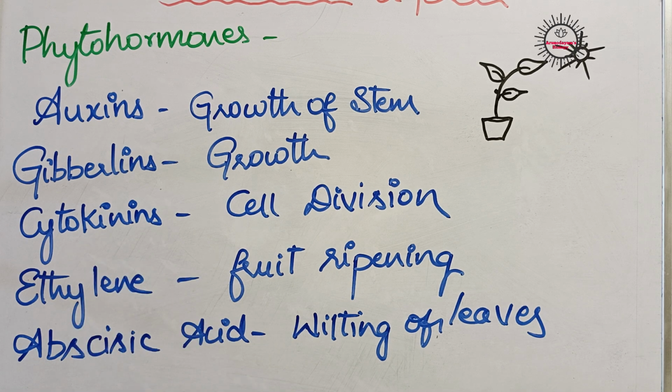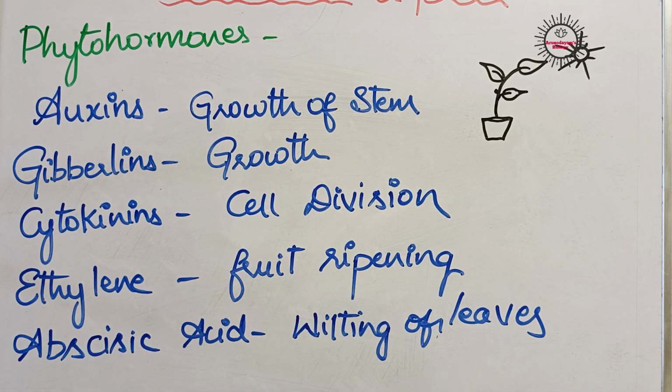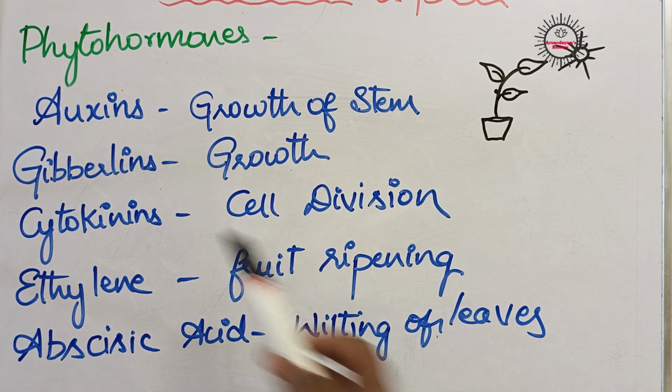Third one, cytokinins. Cytokinins are useful for cell division. Because of that cell division only the plant grows, isn't it? So it helps in cell division. It also helps in promoting sprouting of lateral buds, that means the production of branches in case of plants, and they are also useful for opening of stomata, also for photosynthesis.